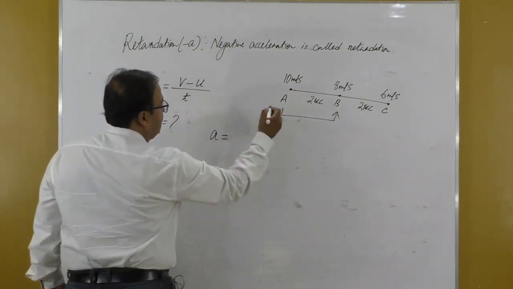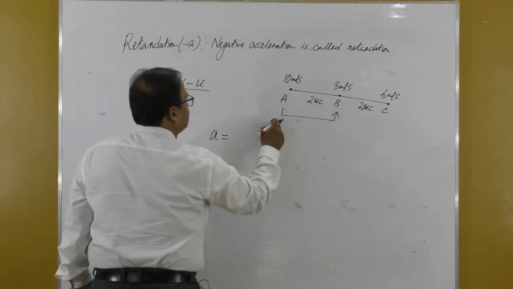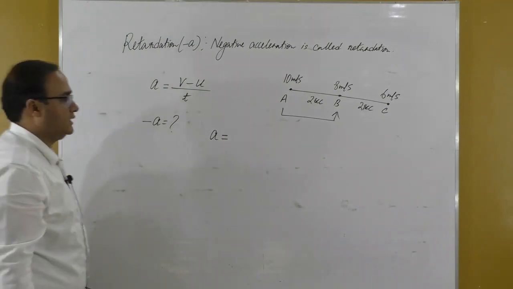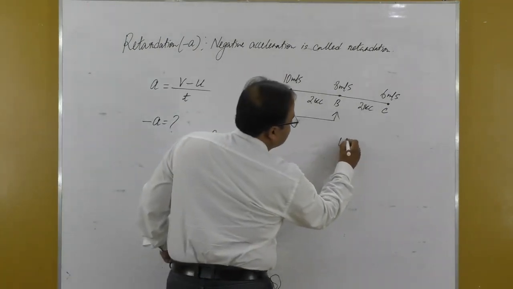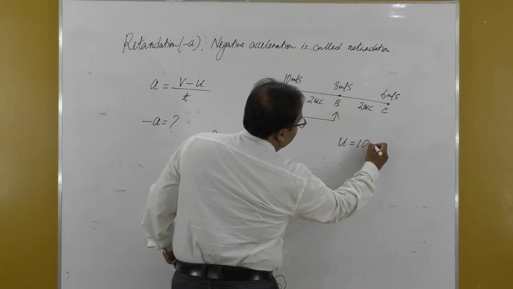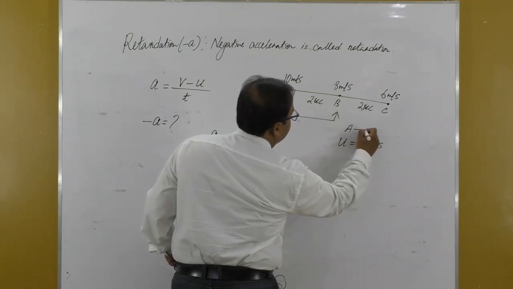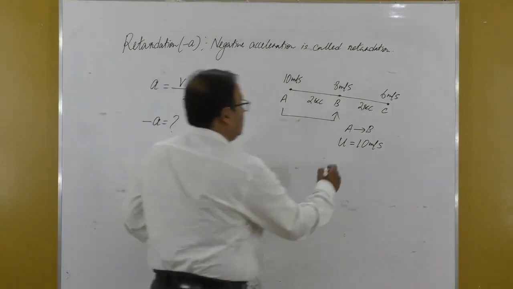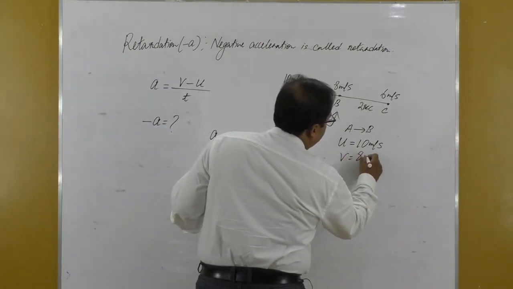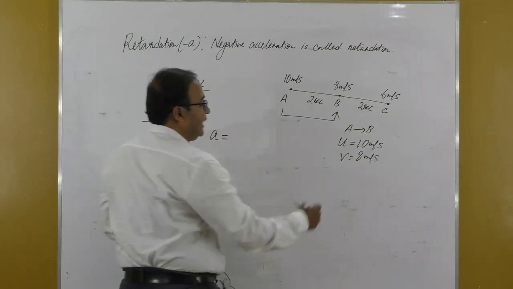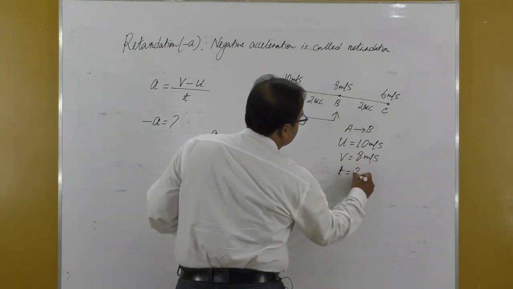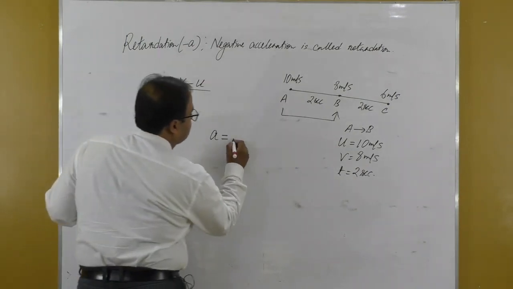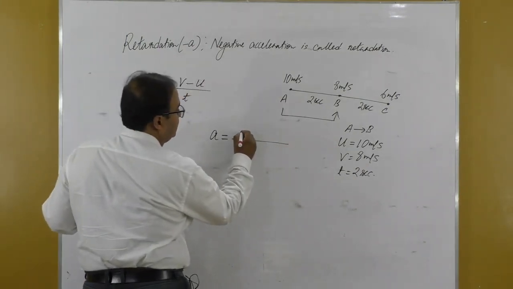If you look at this example, for the motion from A to B, the starting velocity, that is the initial velocity, is 10 meter per second. So here u is given as 10 meter per second. We are considering motion from A to B. So u is 10 meter per second, v is 8 meter per second, and the time taken from A to B is 2 seconds. So what is the formula here? a is equal to (v minus u) by t.